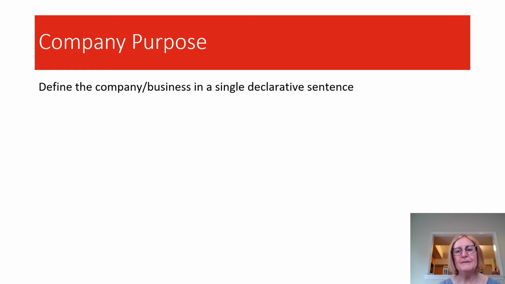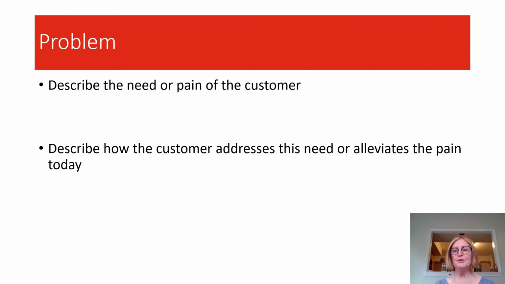The first slide specifically deals with your company purpose, and that content should be to define the company or your business in a single declarative sentence. Oftentimes, students jump right into their pitch before they state what their company or entity does, and this provides some confusion for the judges. They're not quite really sure what you're doing as you jump into the full pitch.